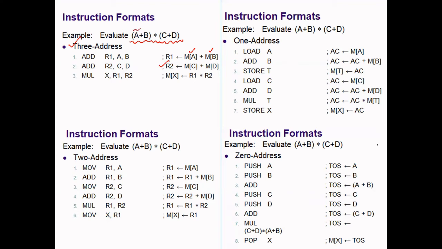That means here R1 is available, and here the result of C plus D, R2, is available. Both will be multiplied and the result is stored in X location. See here, X comma R1 comma R2. What is the meaning of this? The result A plus B into the result C plus D, both will be multiplied and the result is stored back to X location. That is R1 into R2 partial results, and the result is stored back into memory in the X location.